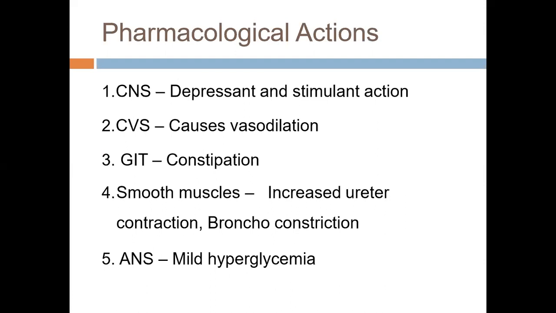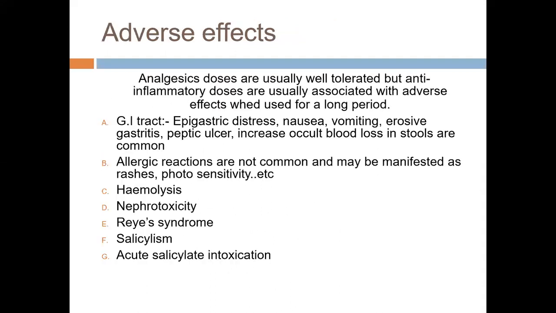They work on the CNS and cause depressant and stimulant actions. In the cardiovascular system they cause vasodilatation, and in the GIT they cause constipation. In smooth muscles they cause increased ureter contraction and bronchoconstriction, and in the autonomic nervous system they cause mild hyperglycemia. As for adverse effects, the analgesic doses are usually well tolerated, but the anti-inflammatory doses are usually associated with adverse effects, especially if taken for a longer time.